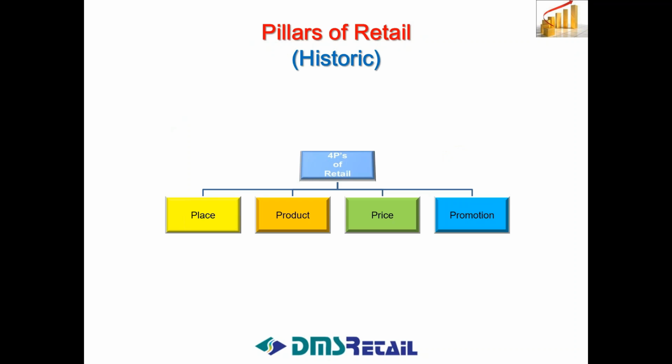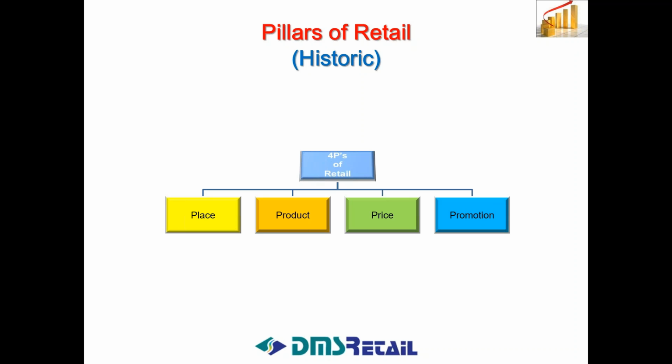So we need a place to sell our product or service. We need a product or service to sell. We need to price the product or service properly so we can make some money. And finally, we have to tell people where we are and what we're selling. That's the promotion part of the business. All the marketing, advertising, everything is in that box.